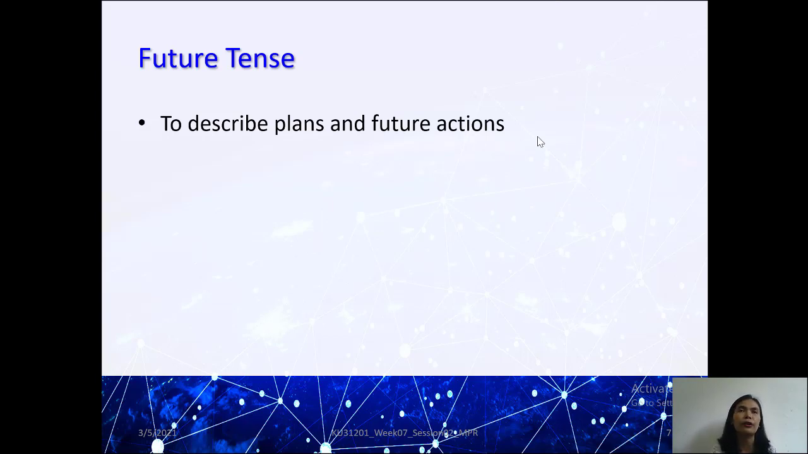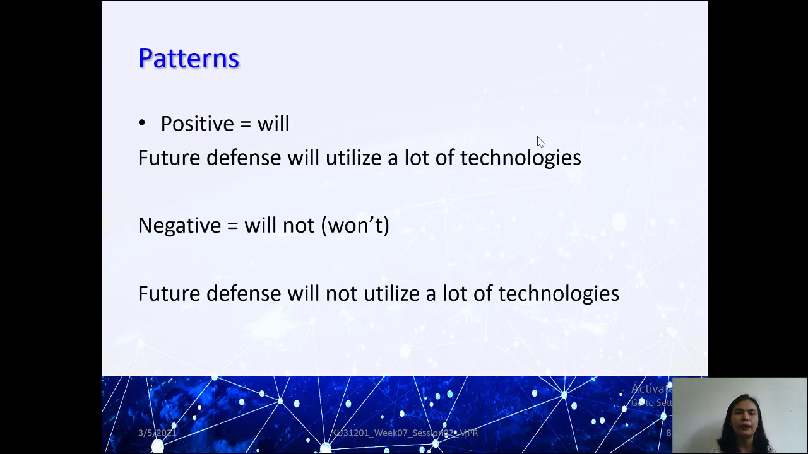Okay, and I guess the formula is quite simple. Just use subject plus will plus the verb 1 and the object. Okay. Yeah, so this is the pattern. You use will, and for the negative you use will not or won't. Okay, and the example is this: future defense will utilize a lot of technologies, and future defense will not utilize a lot of technologies.